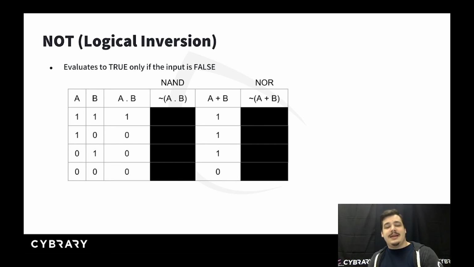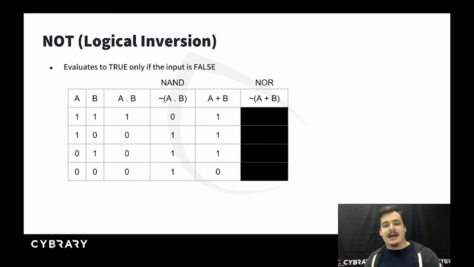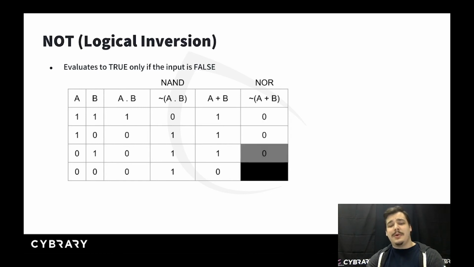So here you can see that NAND, which is not AND, is going to be evaluated based on the input from AND. So AND we already established is going to be 1, 0, 0, 0. NAND is just the logical inversion of that. So we have 0, 1, 1, and 1. Very straightforward, very easy to wrap your head around once you've seen it a couple of times. A or B, you can probably guess because it's 1, 1, 1, 0, and NOR is the logical inversion of that. We're going to have 0, 0, 0, and 1.